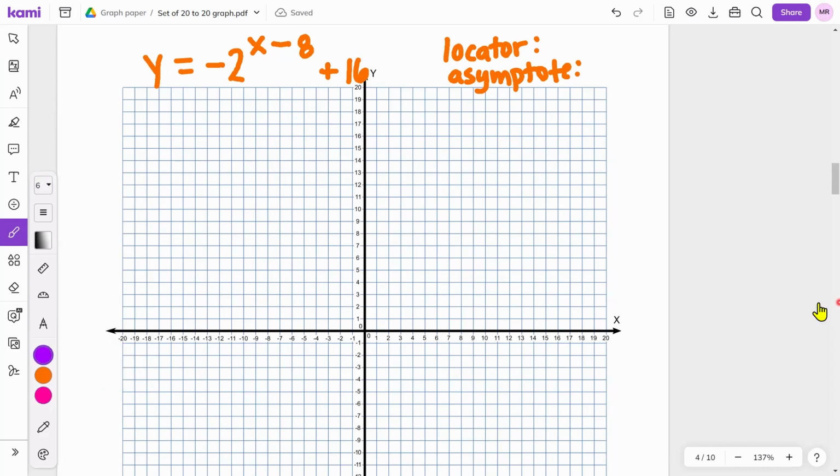So let's see, my locator point. That negative is not going to affect my locator point. So it is going to be 8, comma 16.